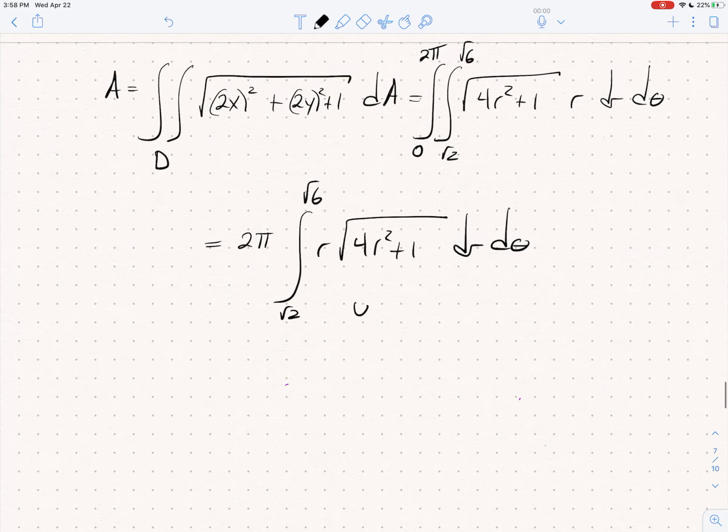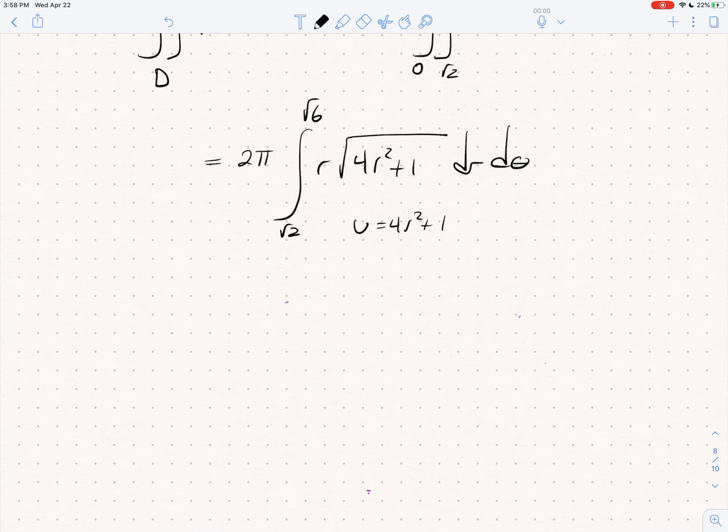No real problem here, just a u substitution. Do u is 4r squared plus 1, and I'll let you work that out. You're going to get du is 8r dr. And when you make the substitution, you're going to end up with a pi fourths integral from 9 to 25 of just root u du. And you should end up with 49 pi thirds.